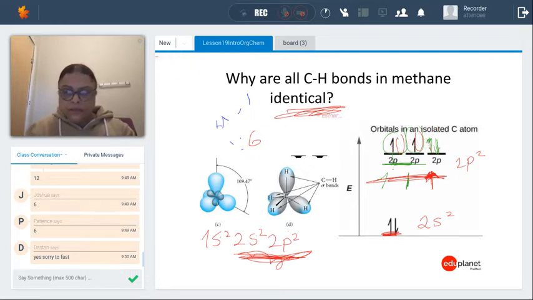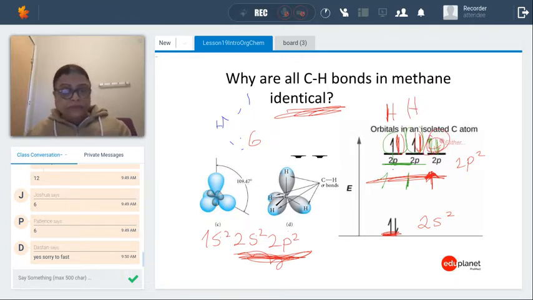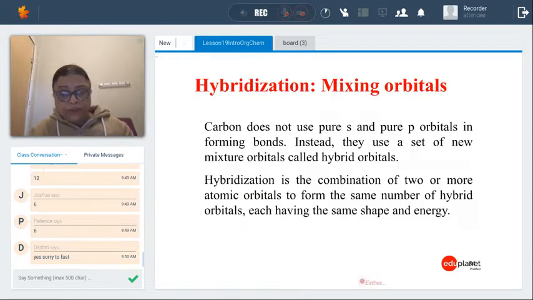Okay, this will be identical if the additional electron comes from hydrogen. And this would be different. So how is it still possible that all 4 bonds are the same in methane? Okay, how is that possible?